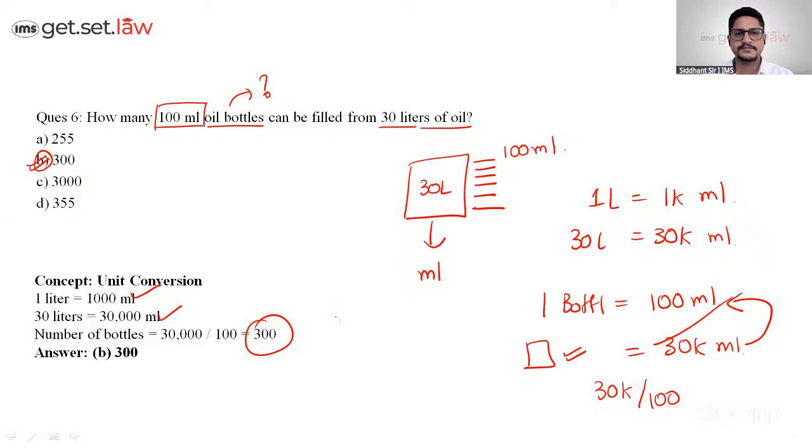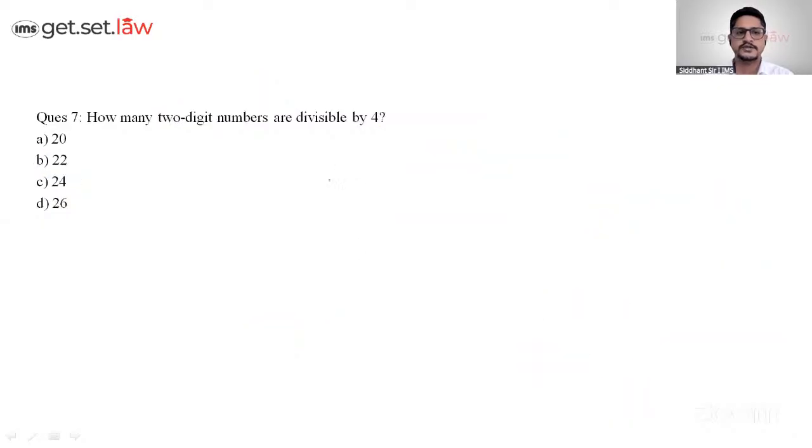Okay, let's go to the second last question. How many two-digit numbers are divisible by 4? Now, this is an important catch. First, you need to identify two-digit numbers. So a two-digit number starts from 10 onwards, and the numbers range up to 99. So between this, what is the total count of the numbers which can be divided by 4? That's the question they are asking.